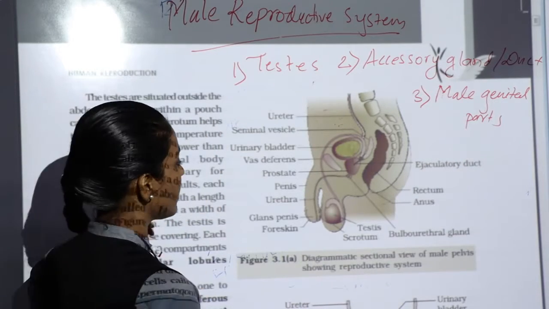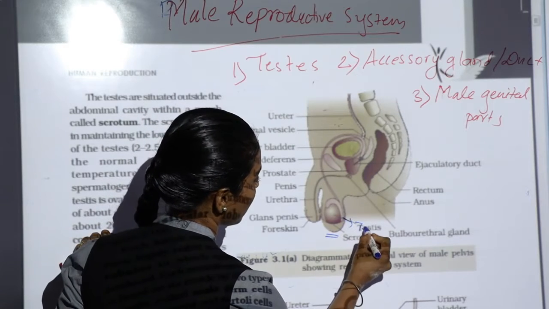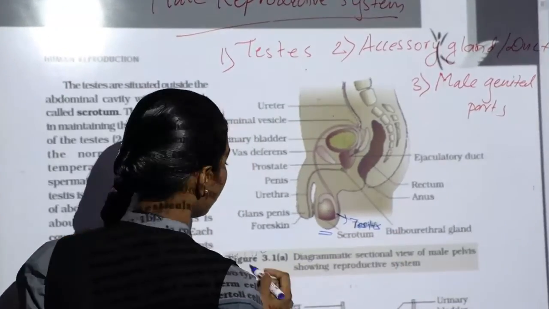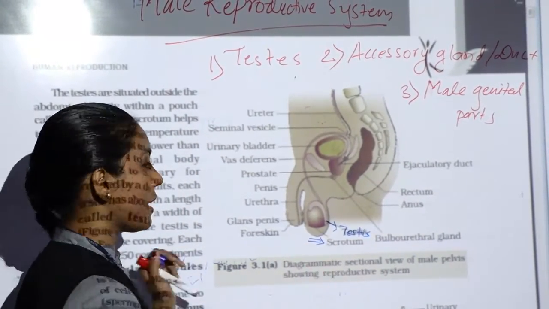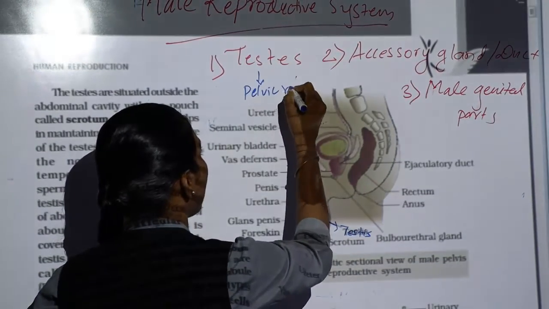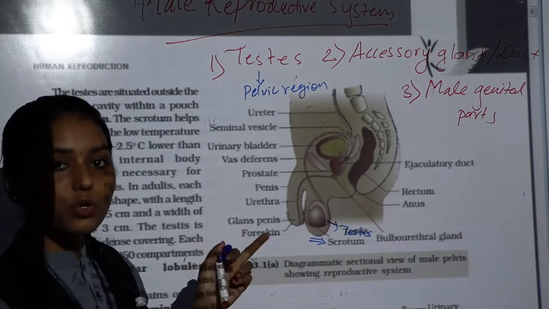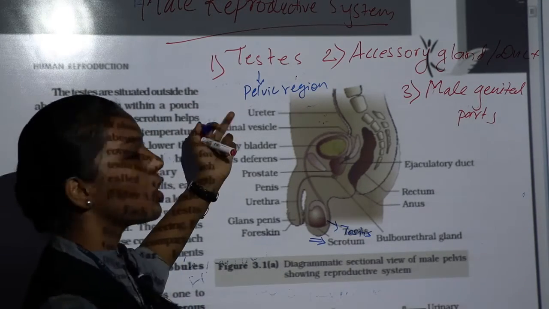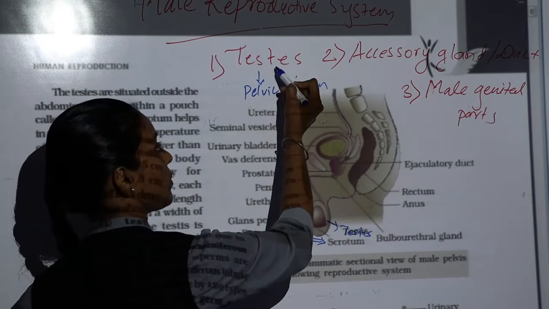Over here if you see the diagram, here the testes are present, these are called testis. Okay, so testes are present near the pelvic region. If you have a textbook with you, please see along with me the parts that I am telling you all. Okay, first we are seeing the testis region.